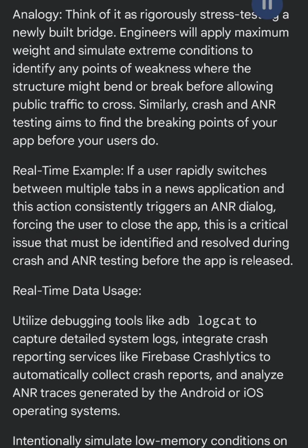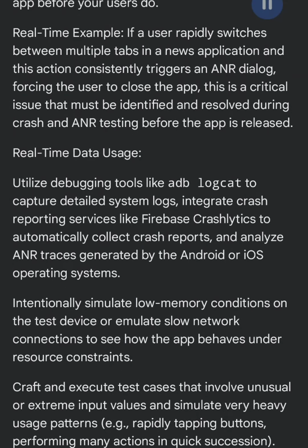Real-time example: if a user rapidly switches between multiple tabs in a news application and this action consistently triggers an ANR dialog, forcing the user to close the app, this is a critical issue that must be identified and resolved during crash and ANR testing before the app is released.